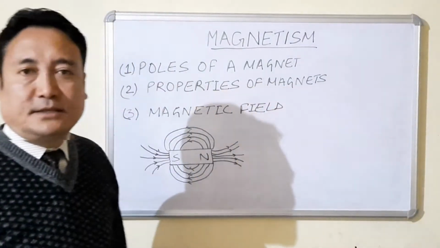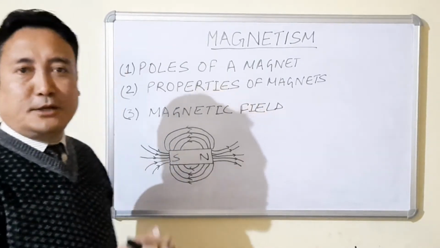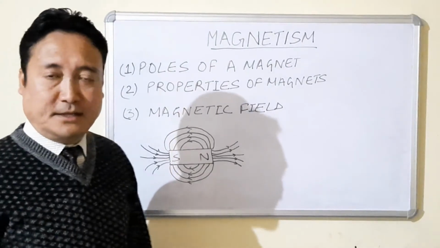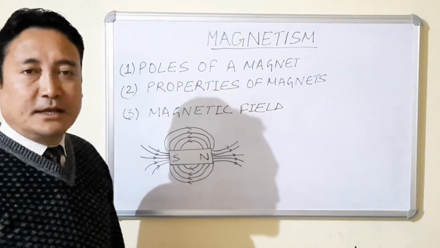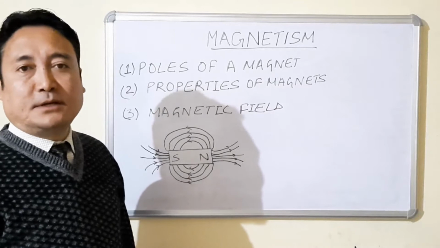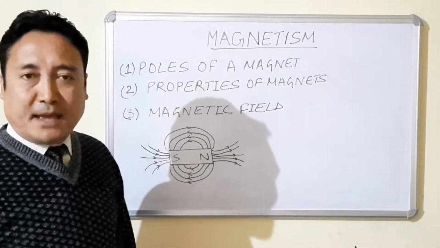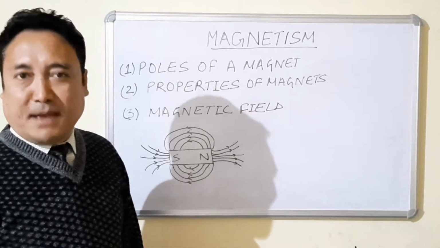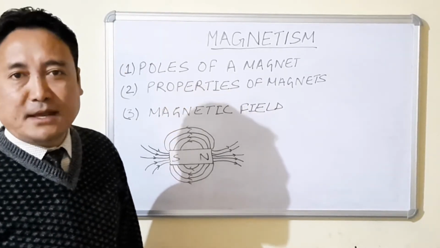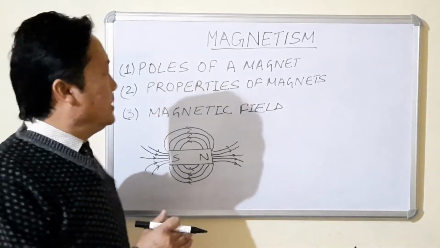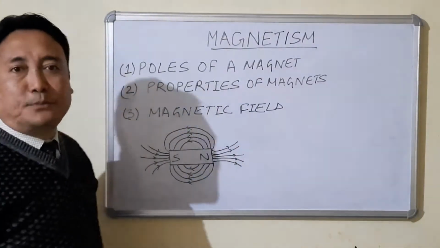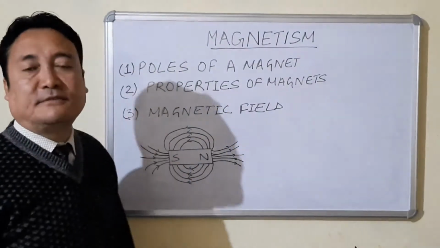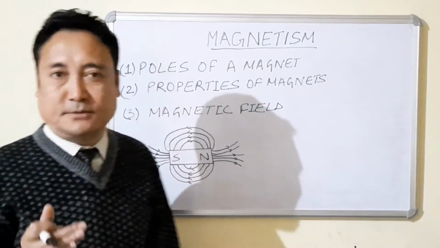Dear class 6 students, we'll continue with the same chapter, magnetism, which I started in the last class. In this chapter I have explained the term magnet, the natural magnet and the artificial magnet, and magnetic and non-magnetic substances. Today we will discuss three things: number one is the poles of a magnet, second is the properties of a magnet, and third is the magnetic field.